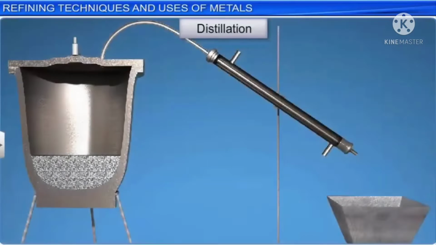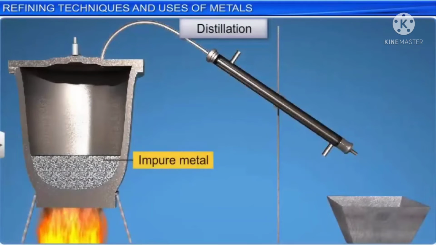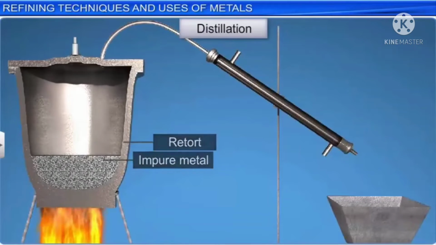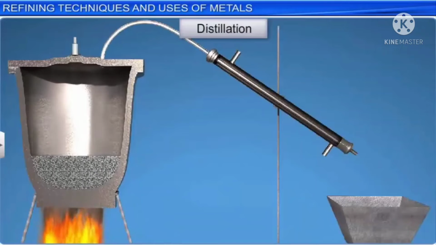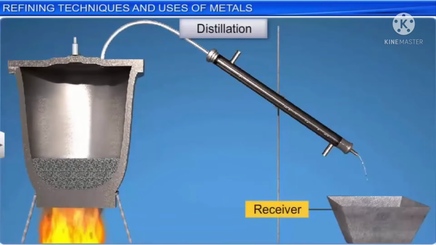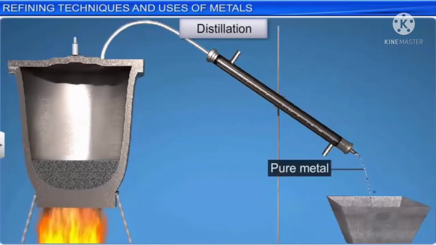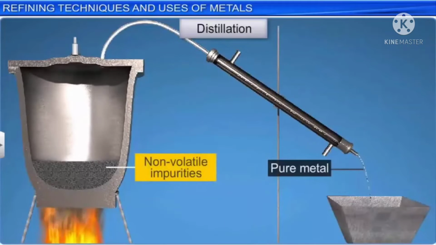In this method, the impure metal is heated in a retort and its vapors are separately condensed in a receiver. The pure metal distills over, leaving behind the non-volatile impurities in the retort.